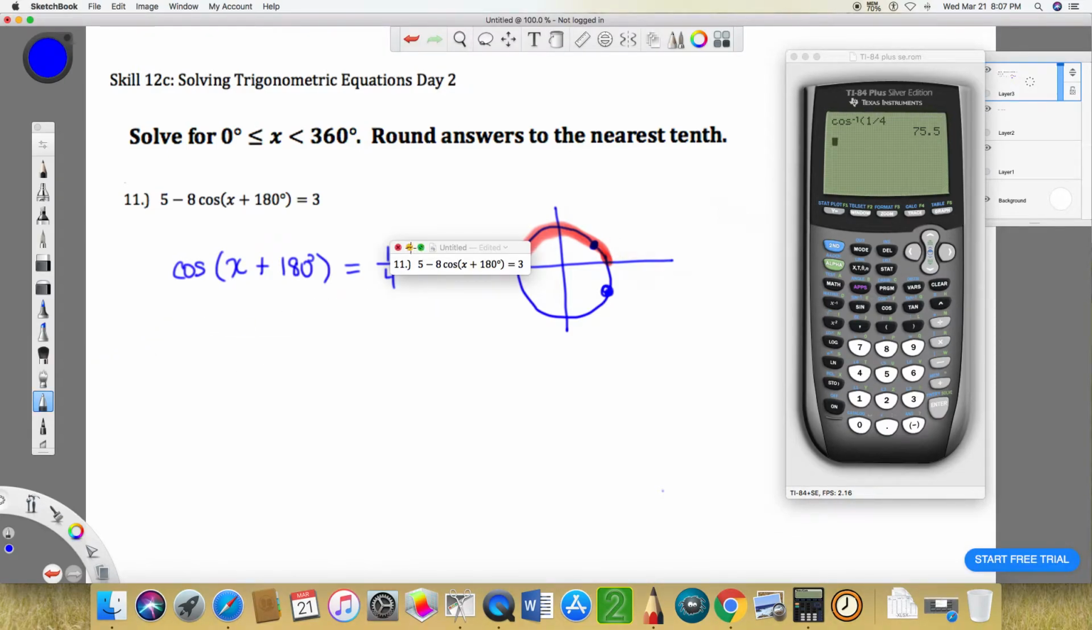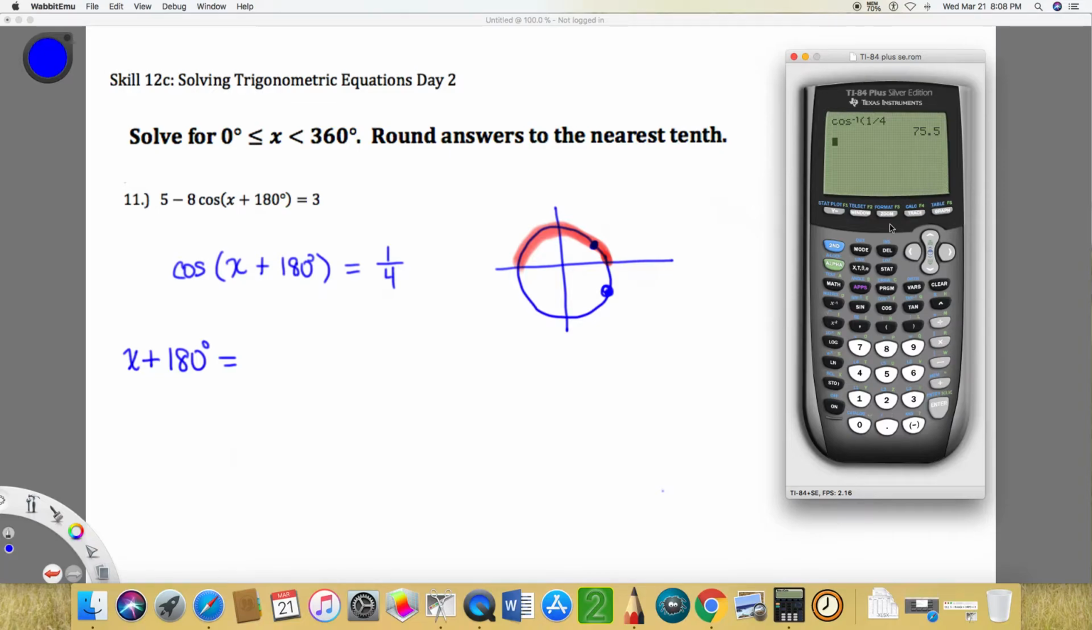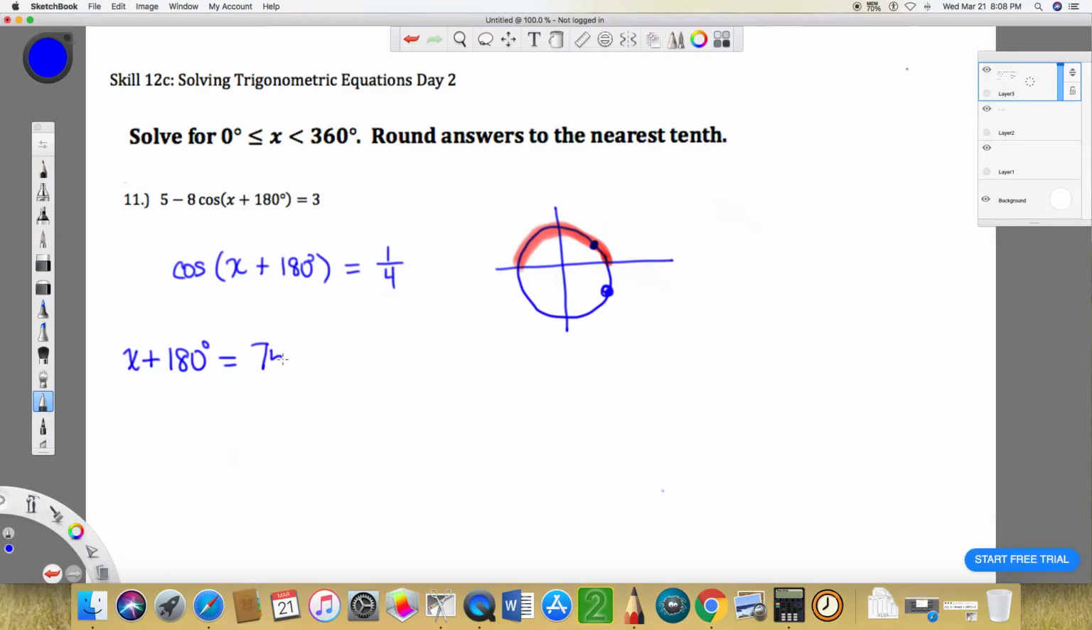So we have that x plus 180 is equal to, where'd my calculator go? 75.5. Now, that or any angle that is coterminal to that. Yeah, so there's one equation that I need.